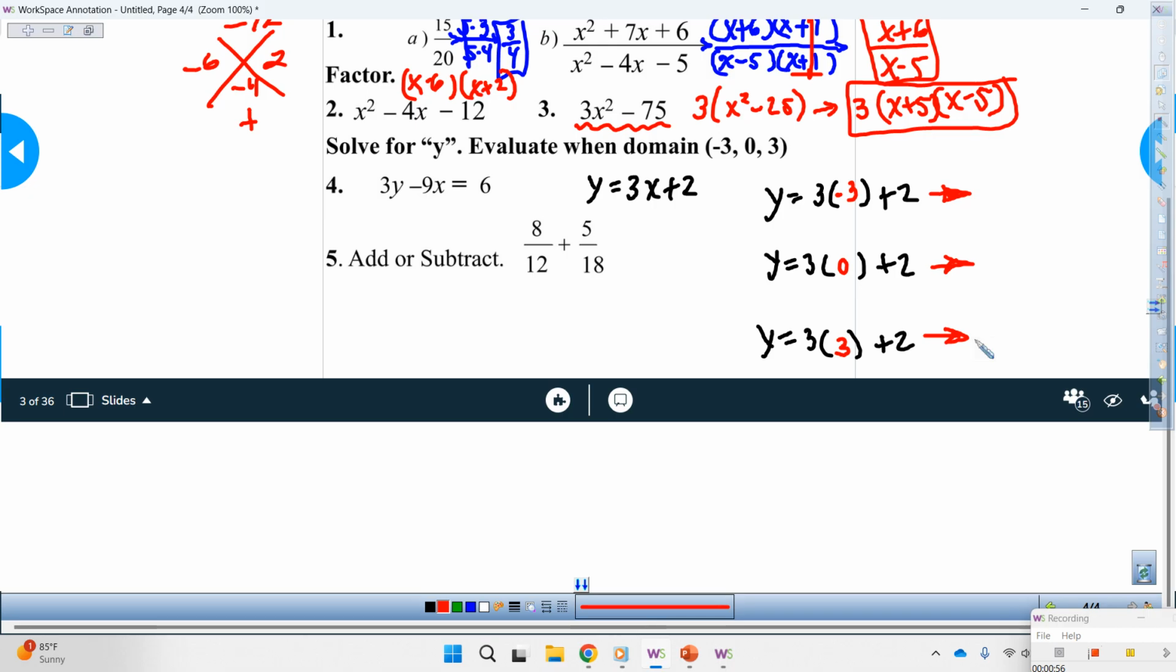Joseph. Three times -3 plus 2 is -7. Very good. Your brain wanted to go faster than you, right? How about the next one? 3 times 0 plus 2 is, and 3 times 3 plus 2 is. All right, hands, have you got that?